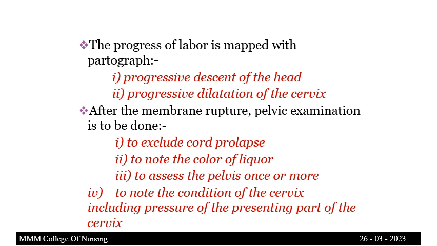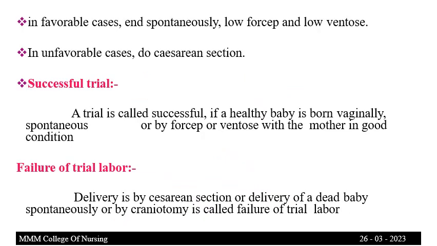After the rupture of membranes, a pelvic examination is to be done to exclude cord prolapse, to note the color of the liquor, to assess the pelvis once or more, and to note the condition of the cervix, including the pressure of the presenting part over the cervix. In favorable cases, the trial labor ends spontaneously or with low forceps or low ventouse. In unfavorable cases, we have to go for a cesarean section.